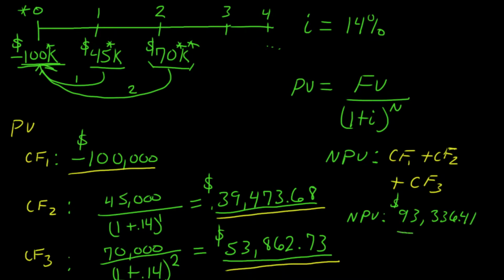Okay, so we have a $93,000 or thereabouts present value, but we had to give up $100,000 up here. So our net present value is less than the original cash flow that we had to expend. In other words, there's no way we're going to give up $100,000 right away when the actual worth of all of these cash flows or value of all these cash flows is only $93,000. So the answer is no, we would not invest in this opportunity.